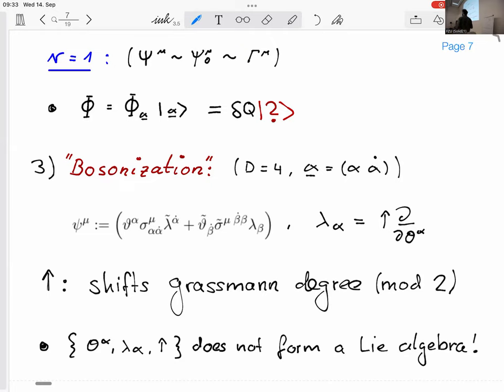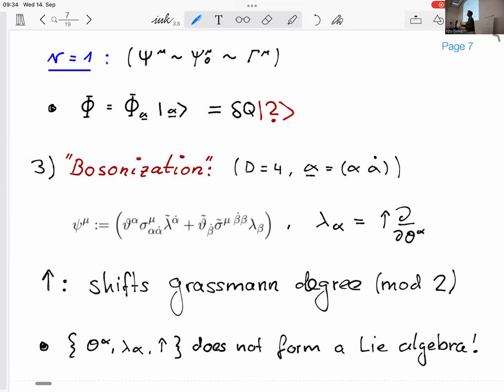But then, of course, we've introduced new fields. We have to postulate some commutation relations. And the commutation relation which we postulate is that lambda, oh sorry, I didn't write it here, but actually that lambda is the same as derivative with respect to theta, but this of course cannot be right because lambda is bosonic, theta is fermionic. So we introduce a shift operator whose sole purpose is to change the Grassmann parity.